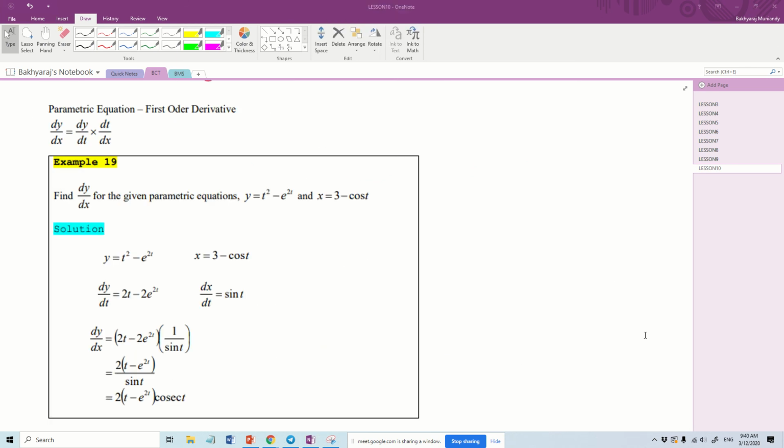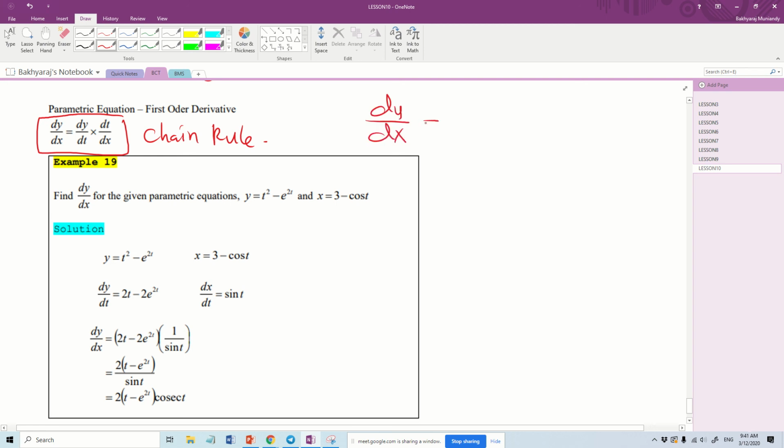Okay, parametric equation for first order derivative. Okay, so I'm going to show you parametric equation. Okay, kalau you tengok sini, this formula is exactly the chain rule formula. Okay, chain rule. Chain rule says what? dy/dx equals dy/du times du/dx. So this is what I taught you when it comes to chain rule.